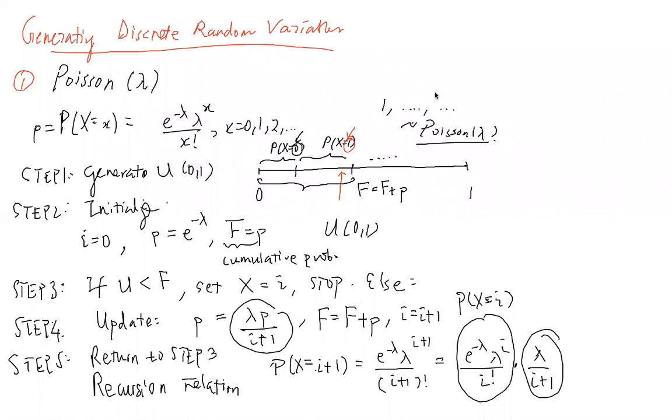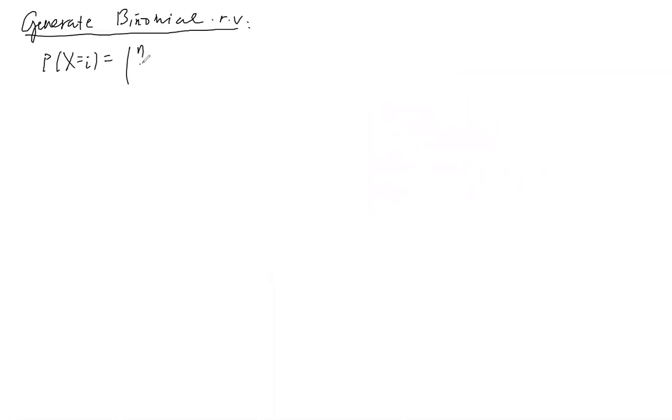Okay, so I'll clear this. Let's look at another example, which is generating binomial random variables. Your binomial random variable is the following: you have theta to the I times 1 minus theta to the n minus I, for I equals 0, 1, 2 until n.